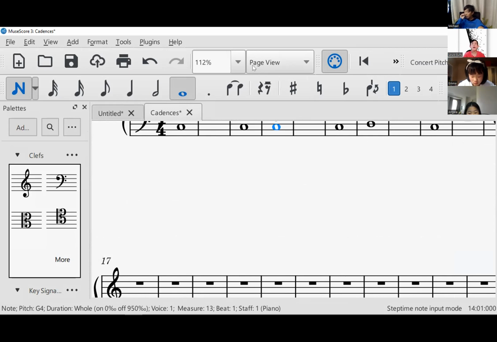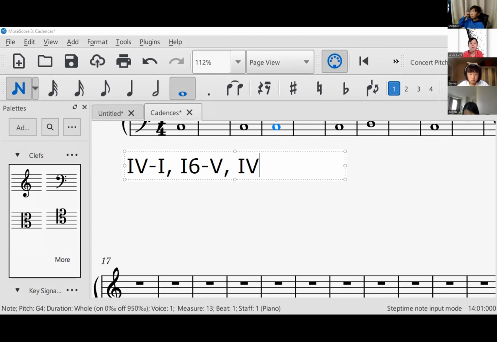Firstly, a little bit of a refresher from grade 3 as well. 4 to 1. 1 6 to 5. 1 6 means in first inversion. 4 to 5. And 2 6 to 5.